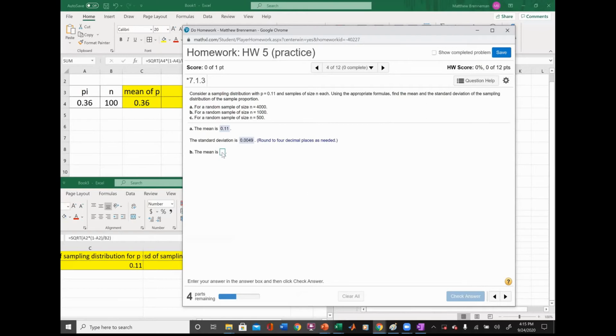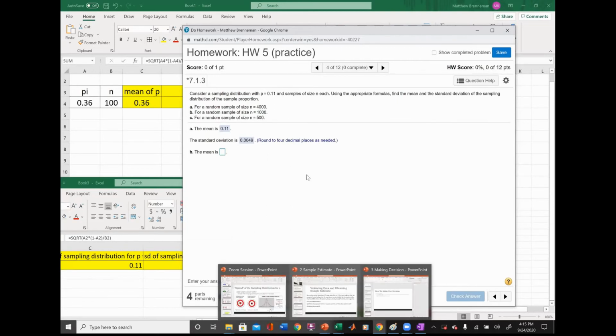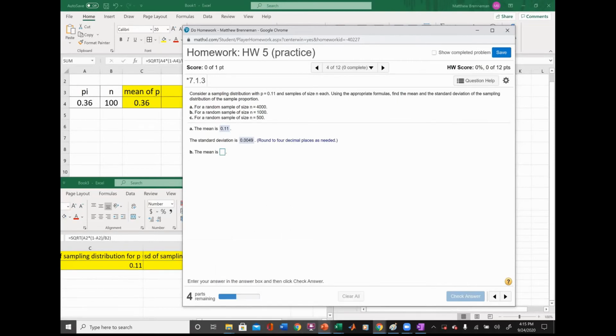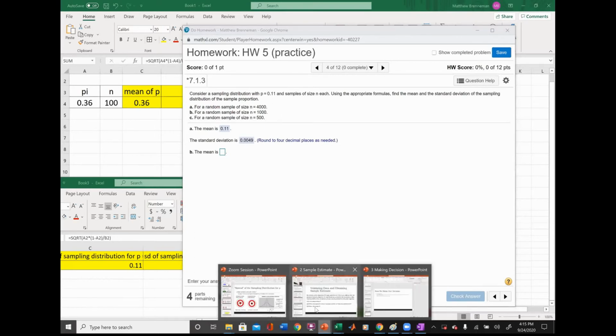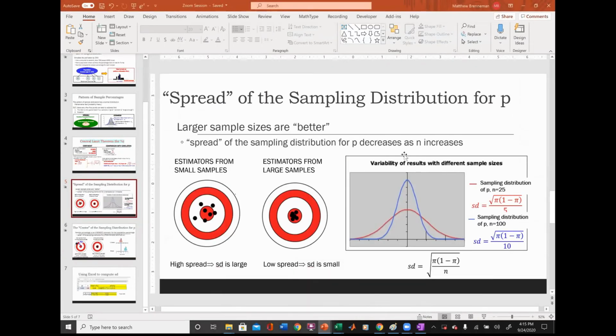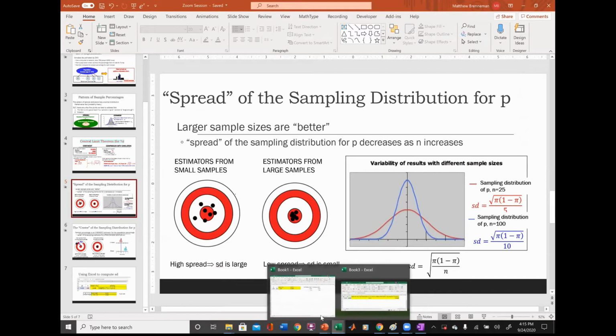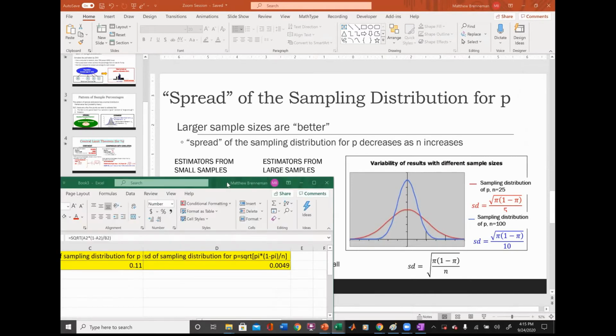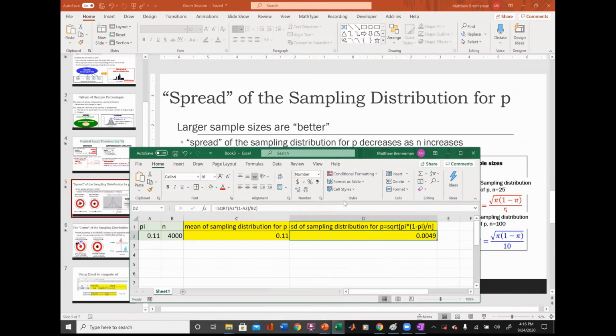Okay, so for these other problems, the mean's always going to be 11%. Notice that the only thing that's changing here is the sample size. And if you go back and look at this PowerPoint, the sample size does not affect where the normal distribution is centered, and that's the mean. It only controls the standard deviation. So for all those other problems, the mean is going to be the value of pi that you have. Let me just show you really quick how this works, because it's really nice to see how Excel works.